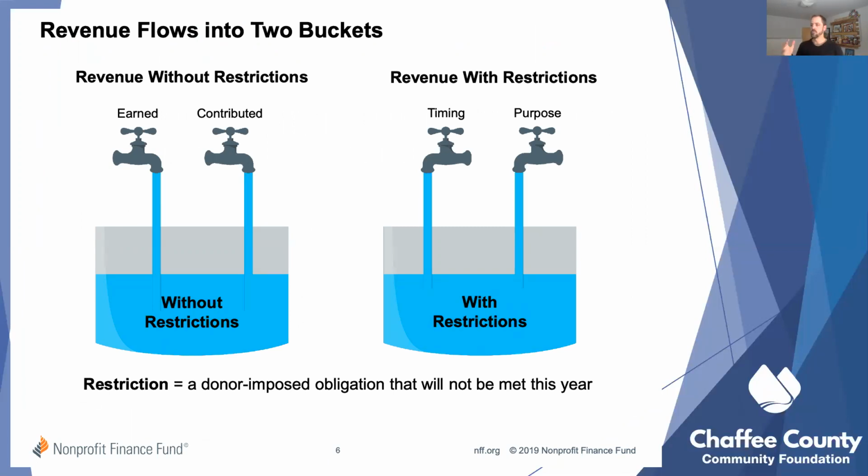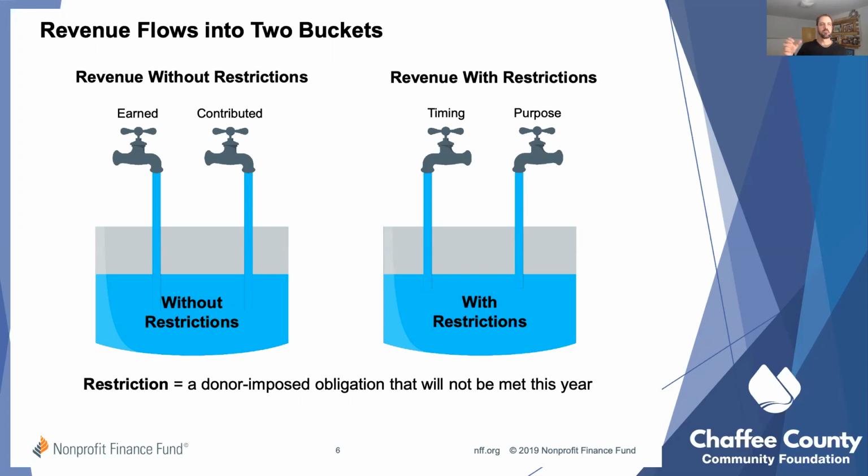So examples of restrictions would be, I give you $100 and I say you have to use this in order to buy t-shirts for kids, right? When you accept that money, you are legally bound to do that, and you have to be able to prove that you did that. I gave you money with a purpose restriction, so it's going to flow into the bucket on the right there. I could also say, I'm giving you this money and you have to use it in the next 12 months, and if you don't, you have to give it back. That's a timing restriction, right? You have to use it. I didn't say for what, but I said by when. So those are two primary types of restrictions.